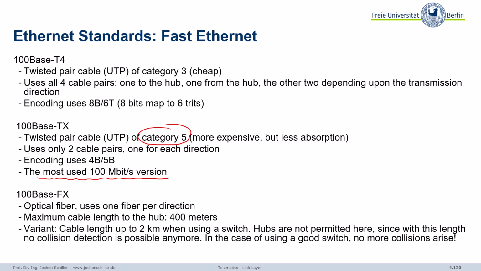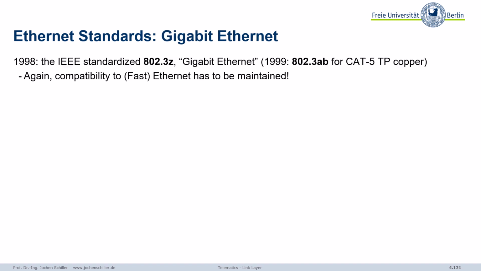So the 100BASE-TX, that is really the most used 100 megabit version, and you can still find several installations of this. Okay, but this was not really fast enough, so the next step was the Gigabit Ethernet, as you already saw in the overview. Gigabit Ethernet started also with fibers, but there's also a copper version. It should be compatible to Fast Ethernet and Ethernet.